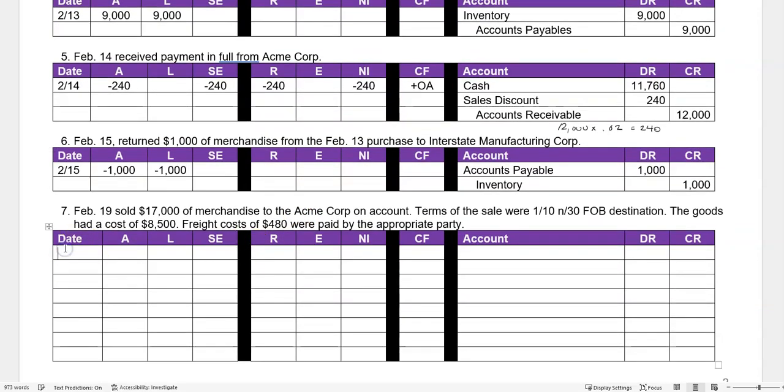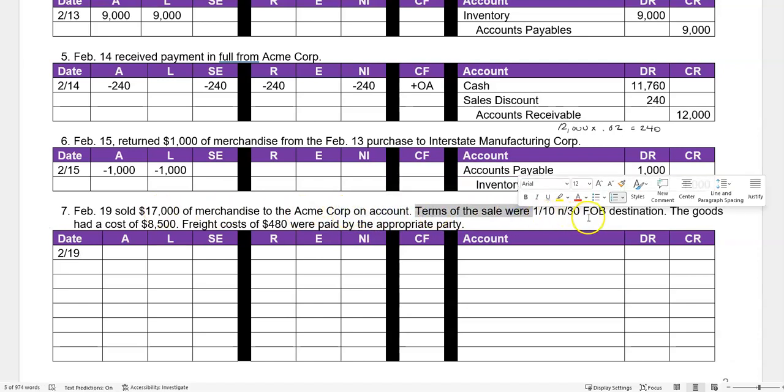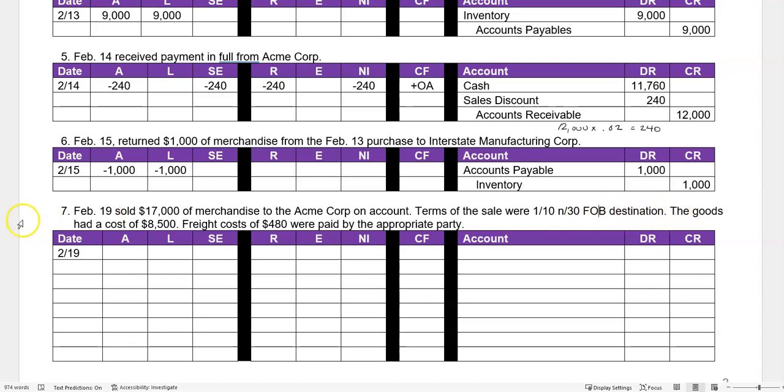February 19th, we sold 17,000 of merchandise to Acme on account. Terms of the sale were 1/10, n/30. Even if it didn't say on account, we know when there's terms, it is on account. FOB destination. So in FOB destination, who pays the freight? Think about that for a moment. The goods had a cost of $8,500. Freight costs of $480 were paid by the appropriate party.